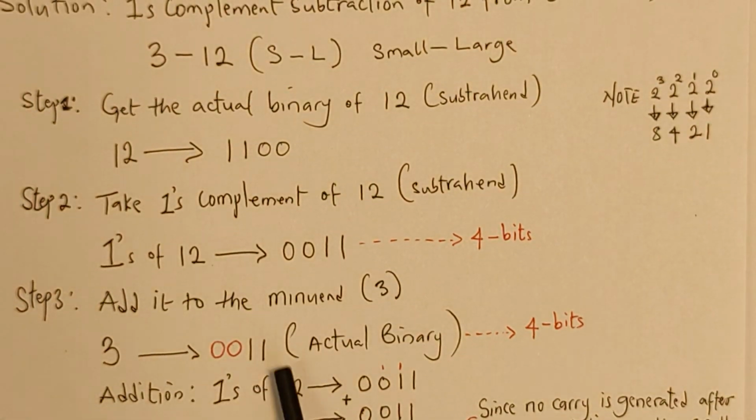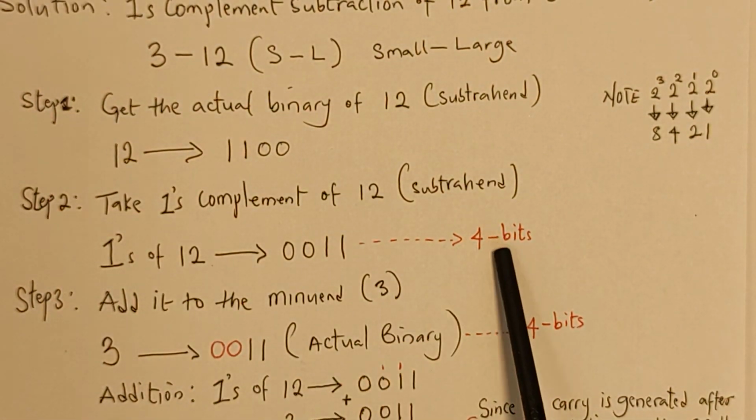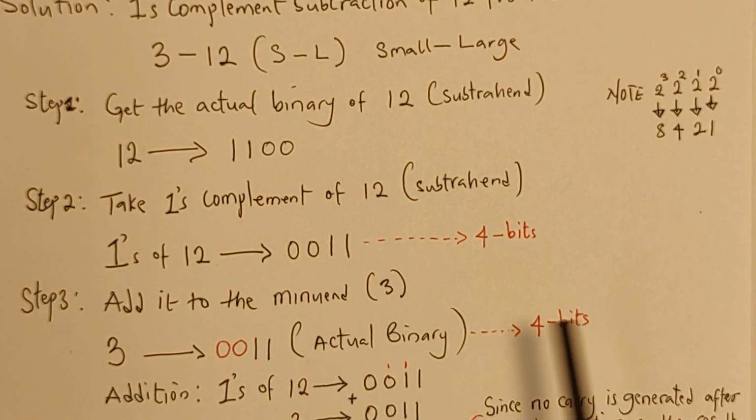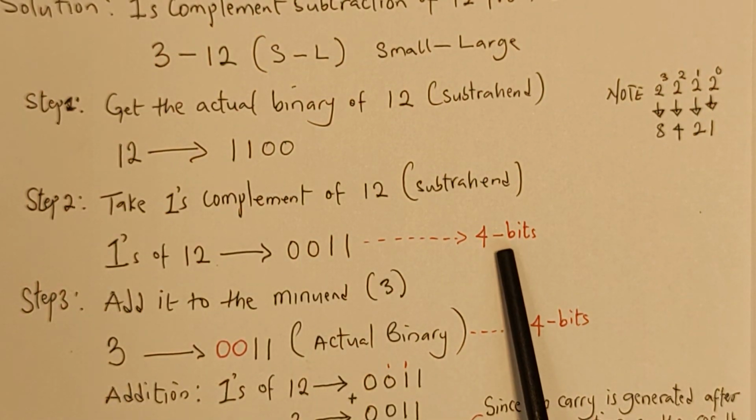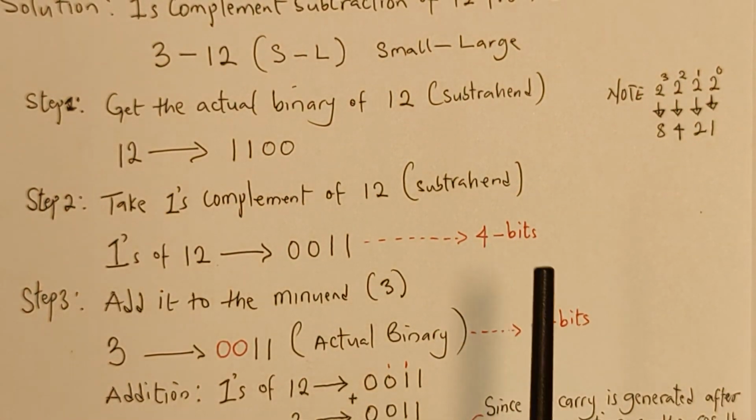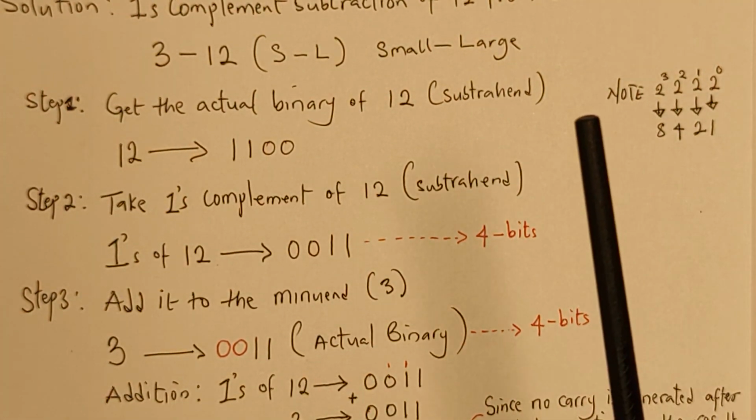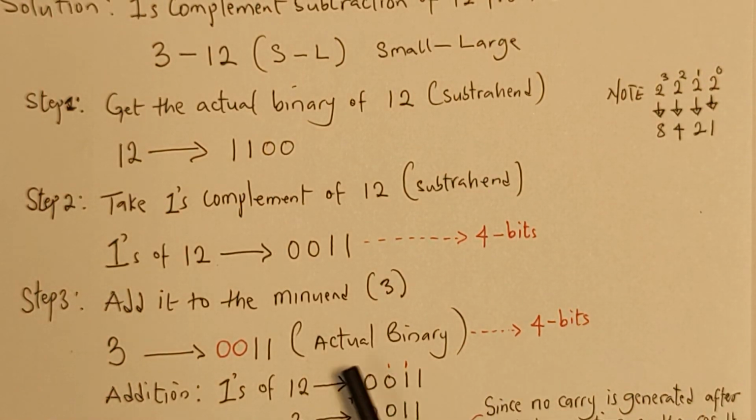Because 12 is 4 bits, whatever number of bits we have for 3 must match the number of bits of 12, or else you cannot perform the subtraction operation. That is the rule. So for us to match it up to 4 bits, we need to carry out what we call zero padding. We need to pad to the left with 2 zeros. Now we've added 2 zeros so that we can have 4 bits.